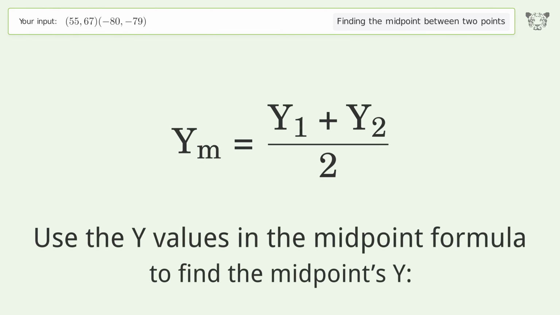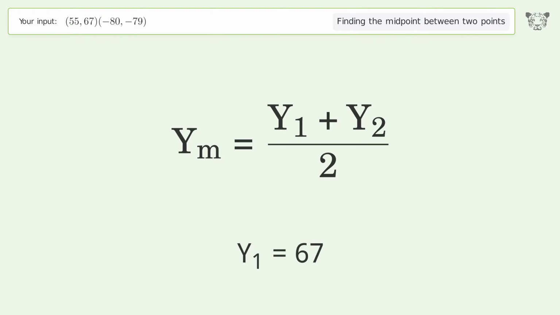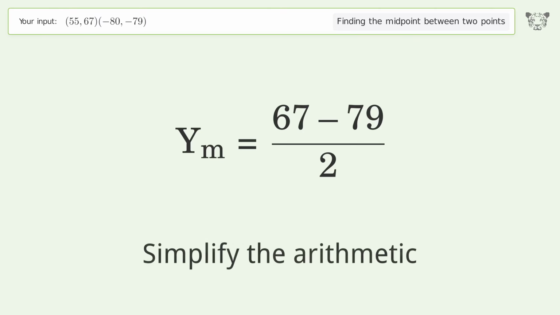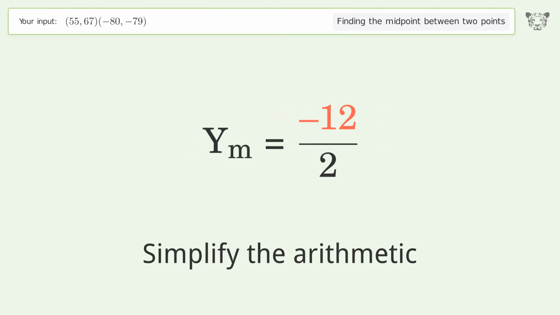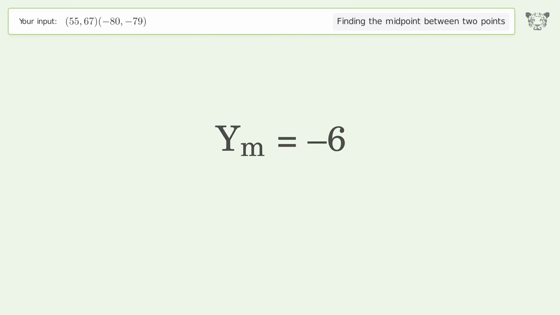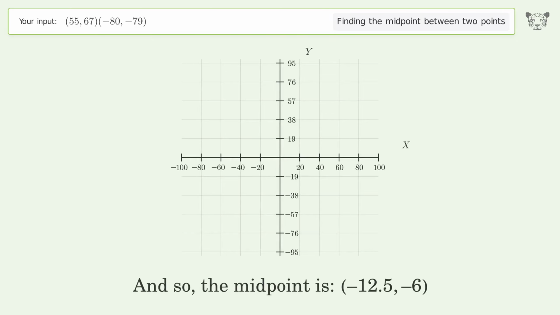Use the y values in the midpoint formula to find the midpoint's y. y1 equals 67. y2 equals -79. Simplify the arithmetic. And so, the midpoint is -12.5, -6.